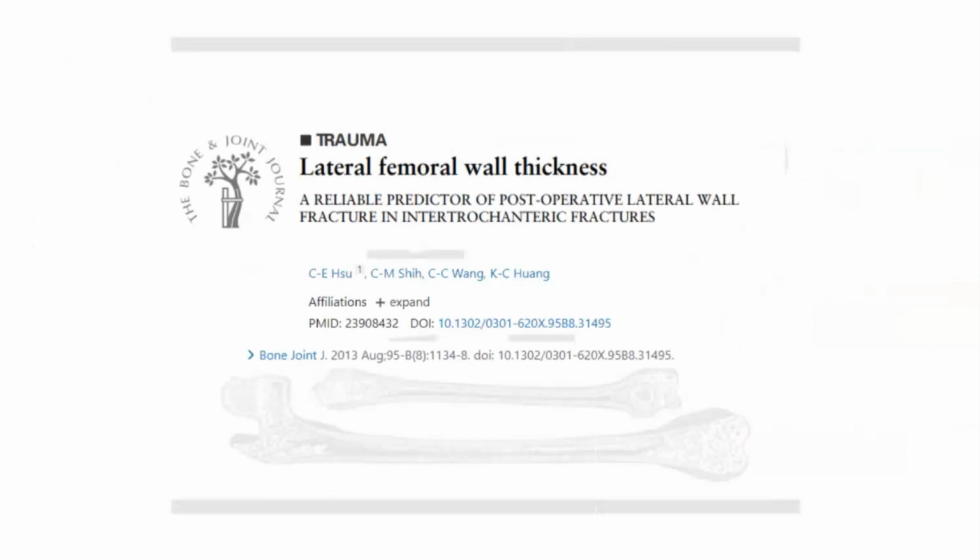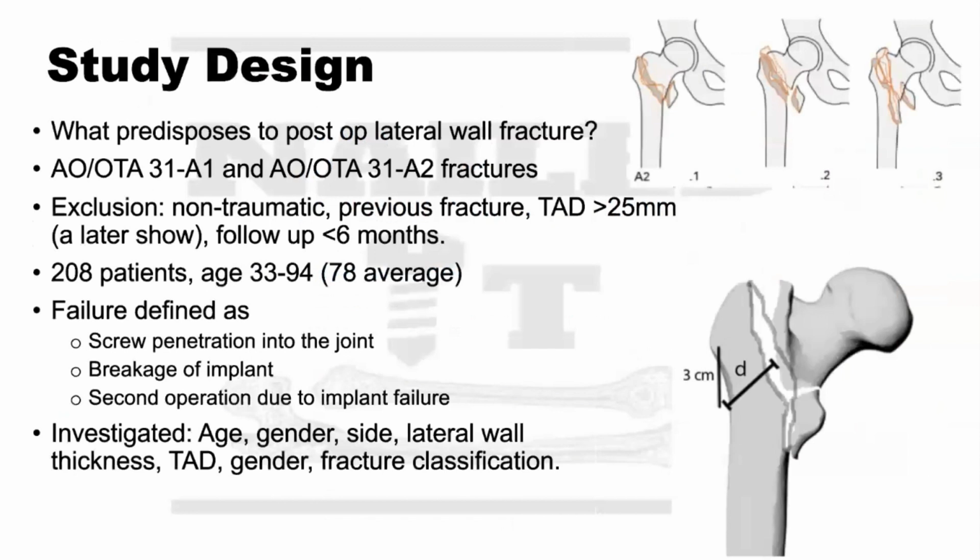And so this is a paper done in 2013 out of JBJS. This is before that change in classification. In fact, this is the paper that really kind of influenced that change in classification. This is talking about lateral femoral wall thickness, a reliable predictor of postoperative lateral wall fracture in intertrochanteric fractures. And it was done in the Bone and Joint Journal. So the question being, the study design and the question, what predisposes a fracture to a post-op lateral wall fracture?